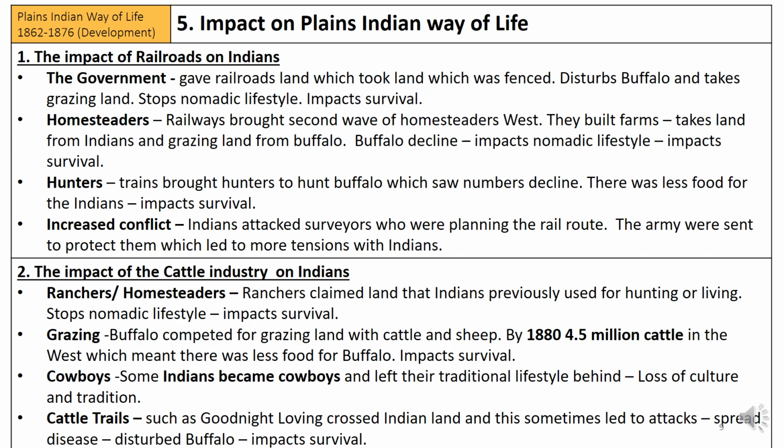We also have homesteaders, and the railway brings in homesteaders, which causes problems because they bring cattle with them and other livestock that eat the grass. Who else wants to eat the grass? The buffalo. So now we've got them competing for grazing land. This causes a decline in buffalo, and it also does disturb the migration of the buffalo. Again, this will impact the nomadic lifestyle as homesteaders won't allow Indians to cross their land, and there is competition now for that grazing land. So it threatens their food source.